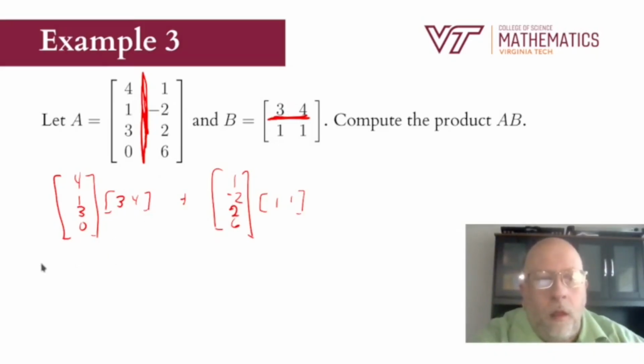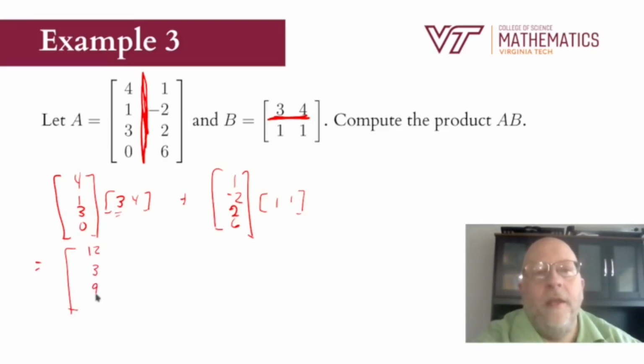So let's work this out. (4, 1, 3, 0) times 3, we're going to multiply by 3 first. That's going to give us (12, 3, 9, 0). (4, 1, 3, 0) times 4 is going to give us (16, 4, 12, 0). And then over here, (1, -2, 2, 6) times 1 is (1, -2, 2, 6). And (1, -2, 2, 6) times 1 again is (1, -2, 2, 6).